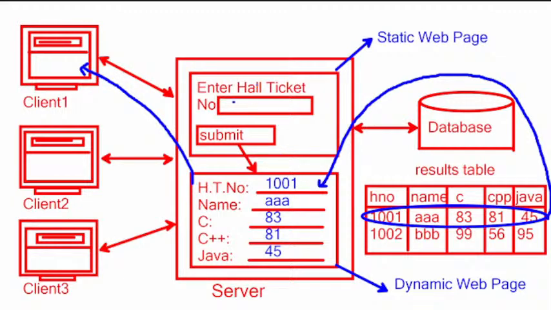This page is common to all users. This page is specific to the user. Common to all users is nothing but static. Specific to the user is nothing but dynamic. This page is already prepared and placed in the server, so it is static. This page is prepared whenever the hall ticket number comes. That is the reason it is dynamic. Now, for this page, whenever a request comes to this page, what will the server do?